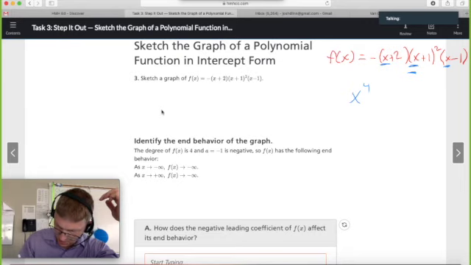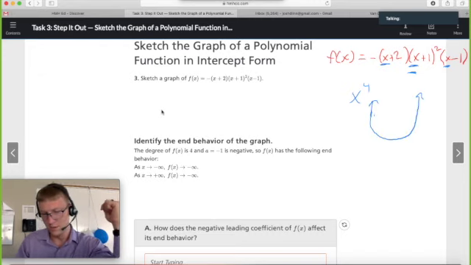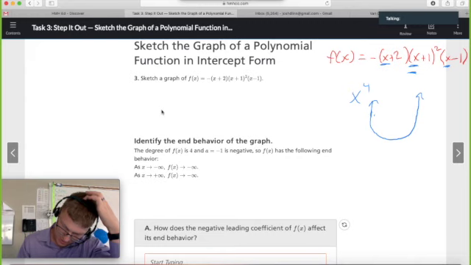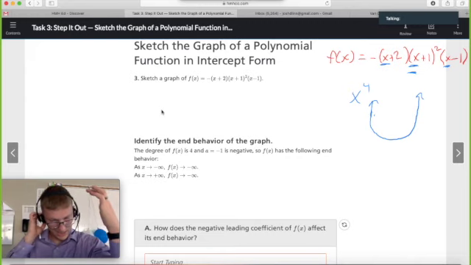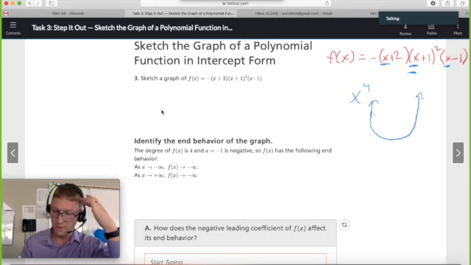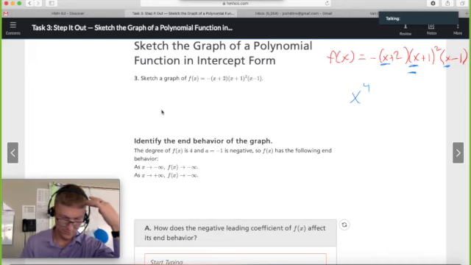Is going to look something like this. So there's our parent function. But this one has a negative sign in front of it, so it's going to be flipped around the x-axis. So we put a negative sign in front of this one. Oh man, my handwriting's terrible. So if we have a negative x cubed, it's going to look something like this.